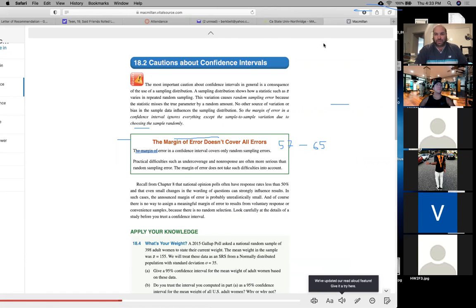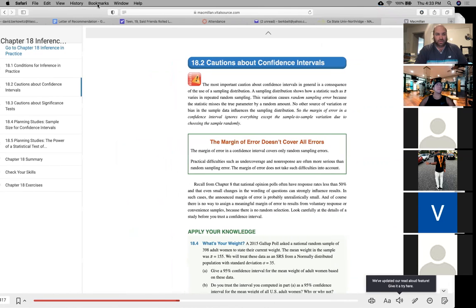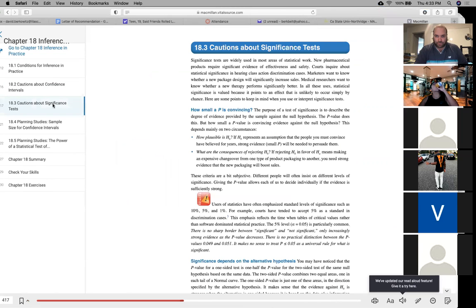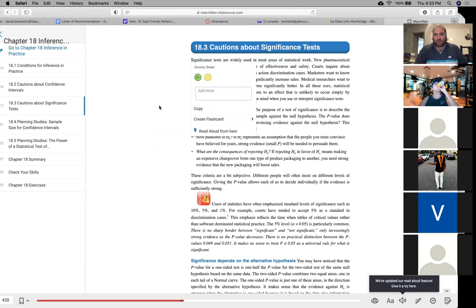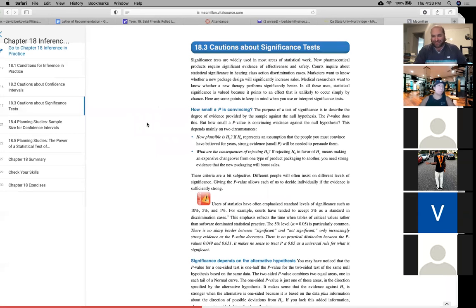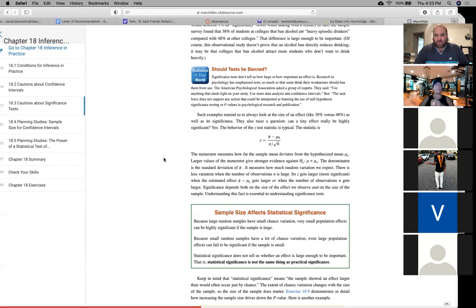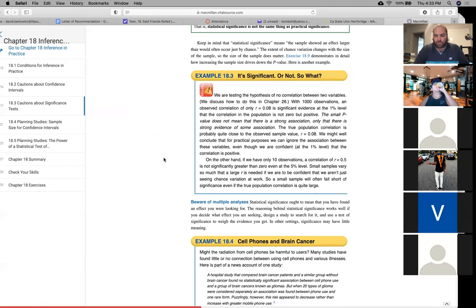Anywho, let's go on to the next section, which is cautions about significance tests. Significance tests are used widely in most areas of statistical work. They're all over the place. You might not see them like, hey, there's a hypothesis test, but they are all over the place. Okay, so what are some of the things that we need to be worried about?